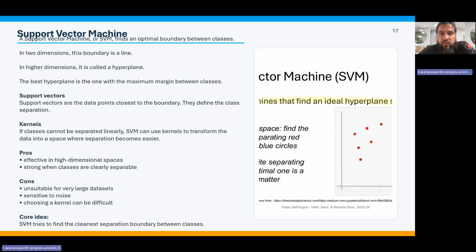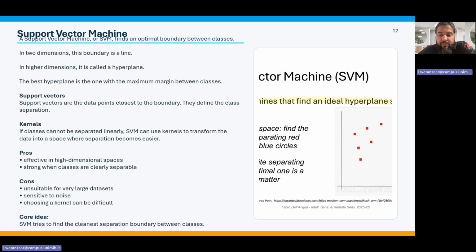Support vector machine, SVM, is again a machine learning method for supervised classification, and it finds an optimal boundary between the classes. So they are actually looking between the two classes for the optimal boundary. In two-dimensional data, this boundary is a line, but if it goes to higher dimensions, then it's called a hyperplane.